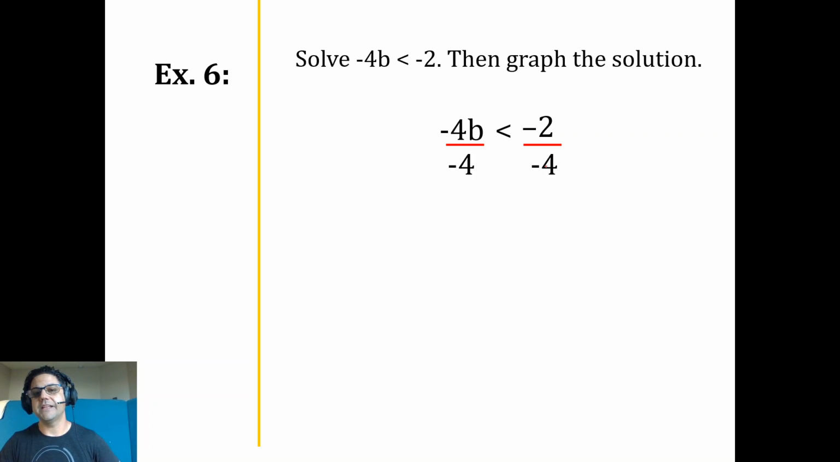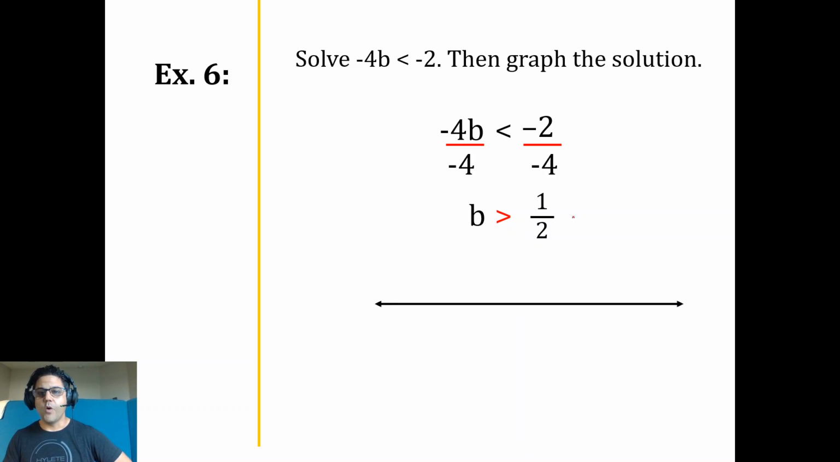Negative divided by negative is positive, but what about 2 over 4? 1/2. 2 cookies for 4 people means each person gets half a cookie. So b is greater than 1/2. Quick graph, 1/2 is in between 0 and 1. Open dot, add a half. Arrow to the right.